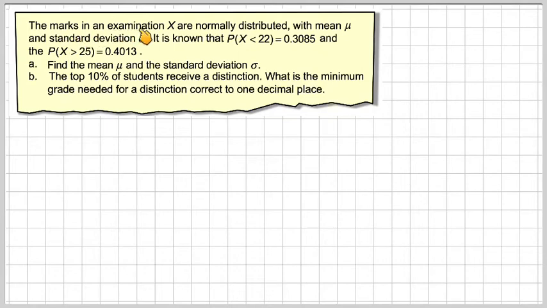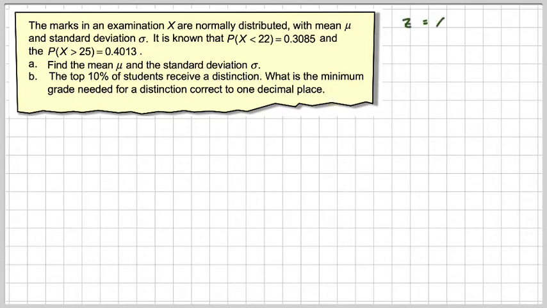The marks in an examination X are normally distributed with a mean mu and a standard deviation sigma. It is known that the probability that X is less than 22 is equal to 0.3085, and the probability that X is greater than 25 is 0.4013. Find the mean and the standard deviation. It says the top 10% of the students receive a distinction. What is the minimum grade needed for a distinction, correct to 1 decimal place?